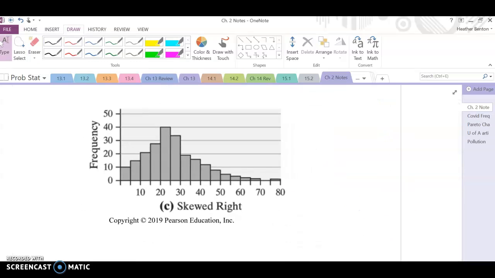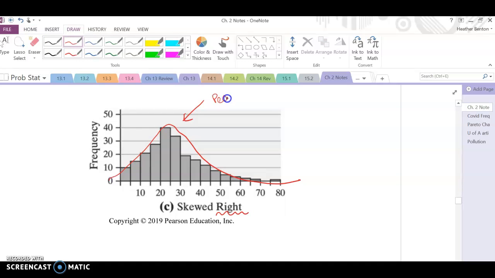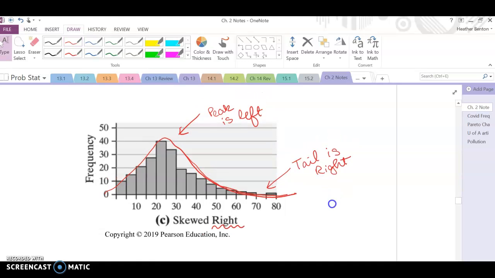All right, this next one to a lot of people is really confusing. This is called skewed right. It's called skewed right even though the majority of the data, we'll call it a peak, the peak over here, is left. And then this part out here that drags out, we call that the tail. The tail is right. So you're describing the tail when you describe the skew. Basically everything's pushed to one side. All the data is kind of on one side of the graph.